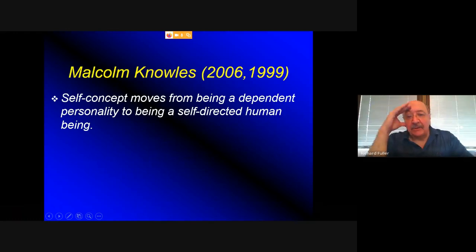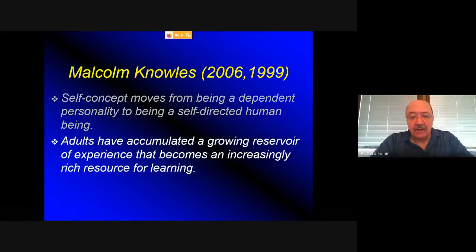Malcolm Knowles found that adults have several things going on, and these were some of the principles that he published over the years. The self-concept of an adult moves from being a dependent personality to being a self-directed human being. I would argue that every one of us has made that transition. Adults have accumulated a growing reservoir of experience that becomes an increasingly rich resource for learning. In other words, we have life experience, is what we were talking about before.